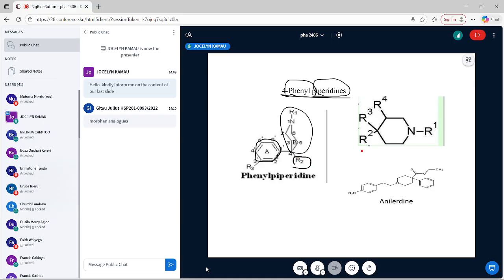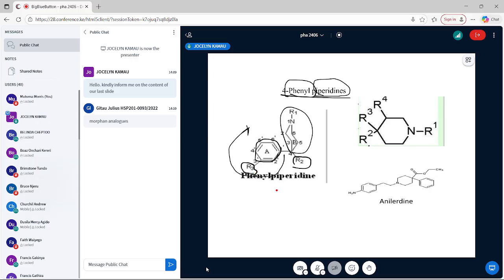So here you are numbering each ring, looking at the intersection and moving this way. First of all, you number the phenyl ring going clockwise, starting with the point where the bond joining the phenyl ring to the piperidine ring originates. You number 1 prime from where that bond originates, and you go clockwise: 2 prime, 3 prime, 4 prime, 5 prime, 6 prime. So you can see again here in the phenyl piperidines, we are looking at the 3 prime.